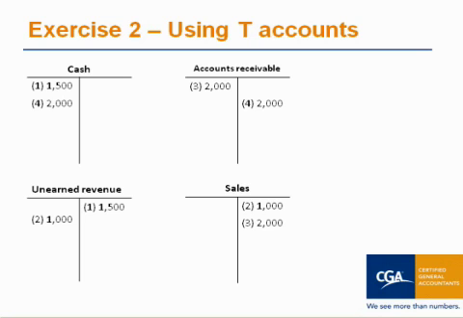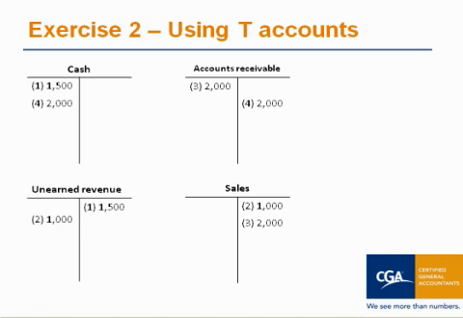Subsequently, the customer receives 2/3 of the work. We've extinguished 2/3 of our liability, and in step 2, we would debit unearned revenue by $1,000 and credit sales to recognize the work completed.